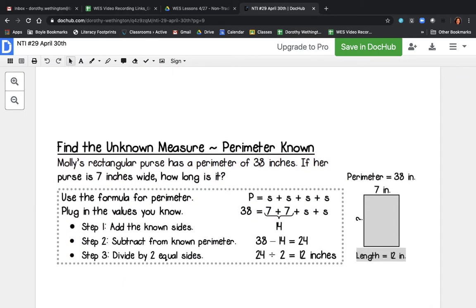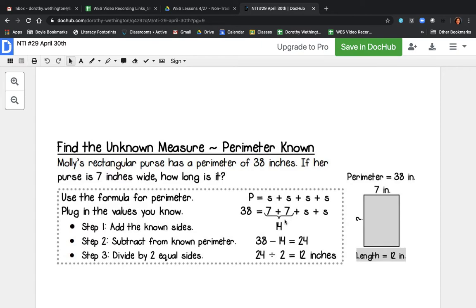Find the unknown measure, perimeter known. Molly's rectangular purse has a perimeter of 38 inches. If her purse is 7 inches wide, how long is it? Use the formula for perimeter. Plug in the values you know. Step 1. Add the known sides. Step 2. Subtract from known perimeter. Step 3. Divide by 2 equal sides.